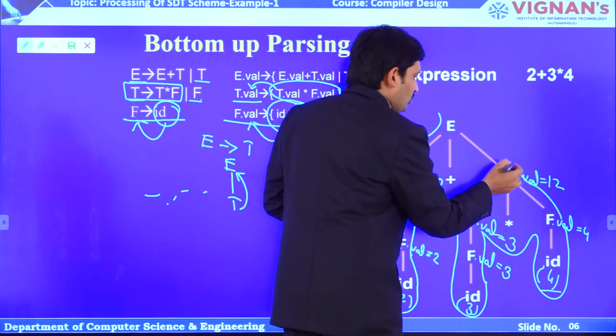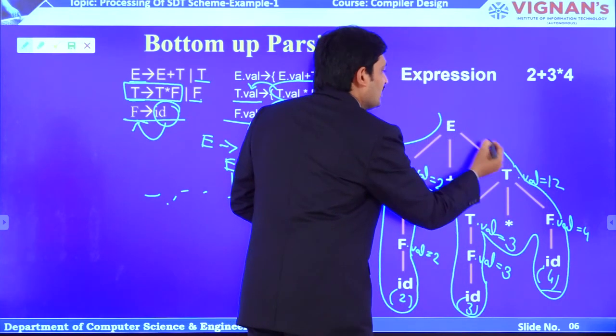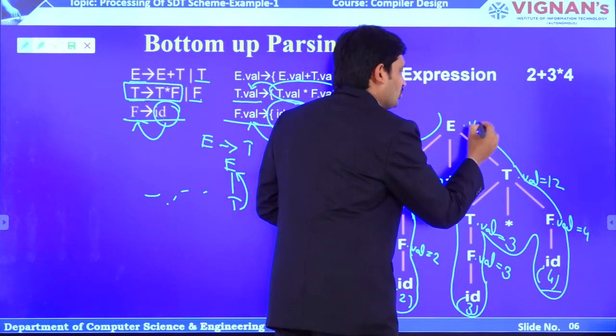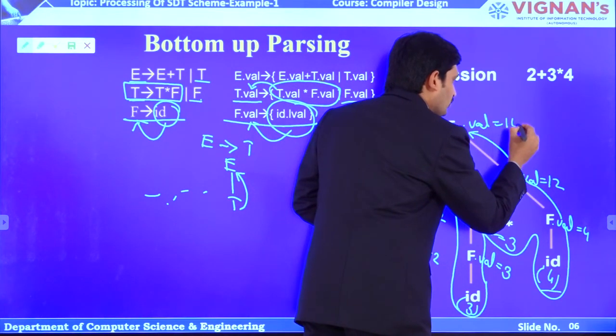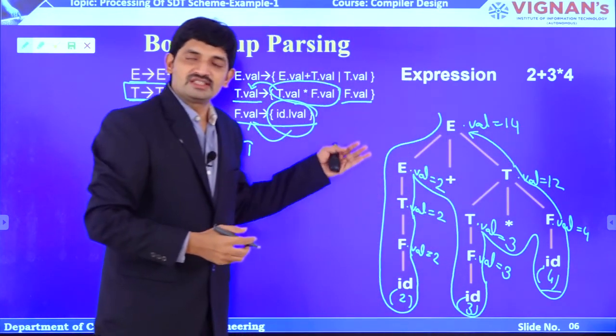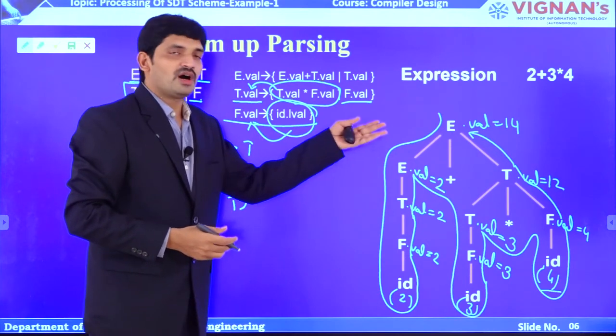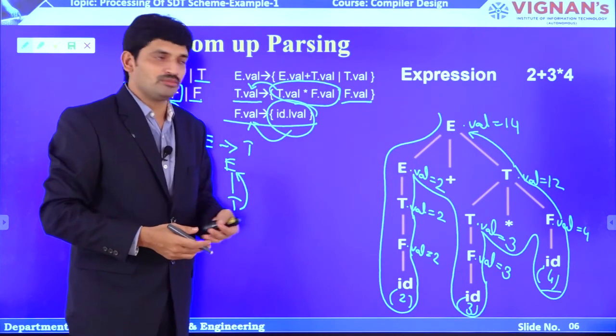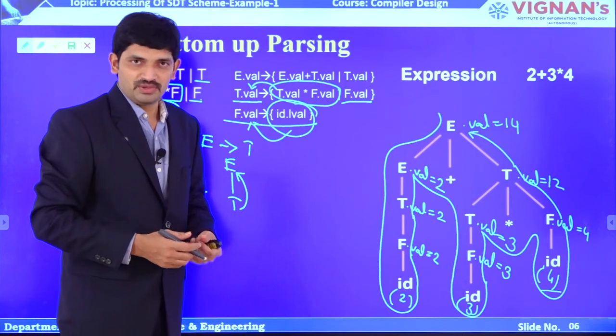Okay. Now E plus T is reduced to E. So E value equal to 14. So this is the parsing method of how we can evaluate the SDT scheme over the bottom up parser.